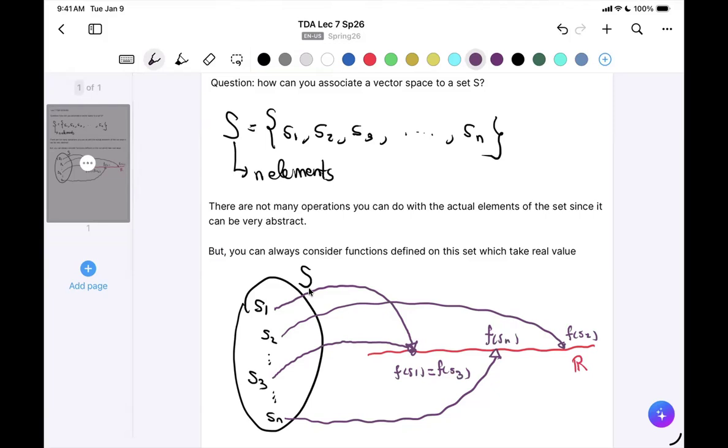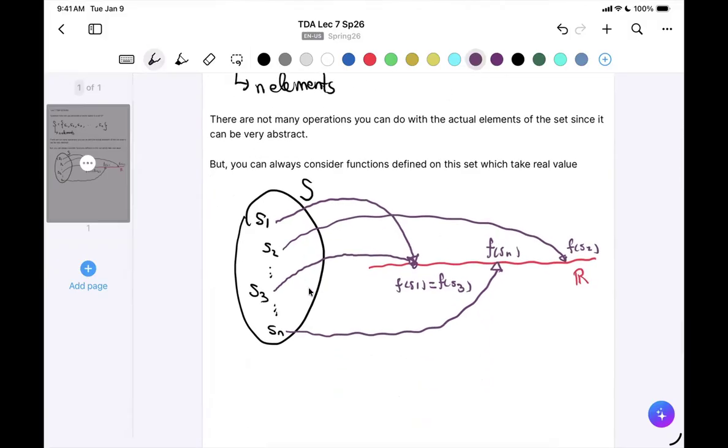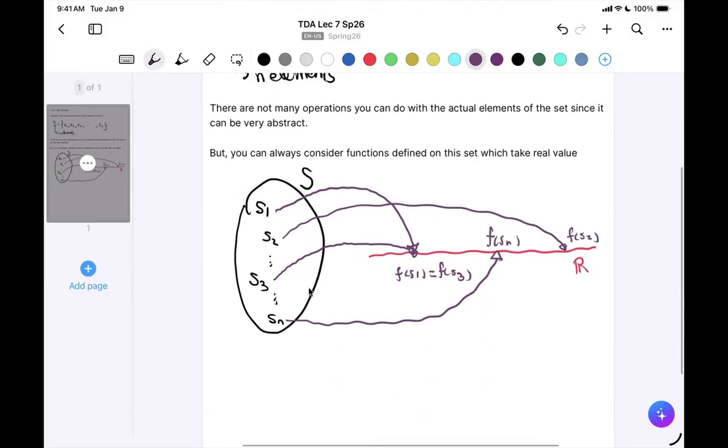So the nice thing about thinking about it that way is that you can consider many different functions like weight or height, which are two different functions. So you could consider all the functions from this set into the reals. Mathematicians have a name for it. Well, there are two ways to write it, one more convenient than the other. Just a little bit of notation.